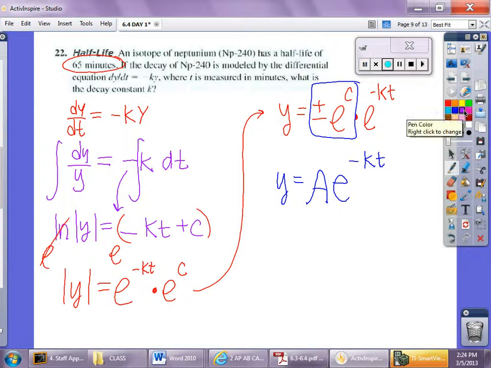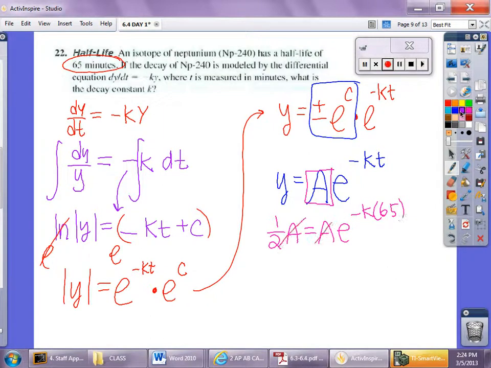It says that we want to find the constant k. We know that the half-life is 65 minutes. So if I'm going to have half the amount left, then I know that this A was the original amount. Well, half of it is how much I have after 65 minutes. The A's will cancel. I get 1/2 is equal to e to the negative 65k.